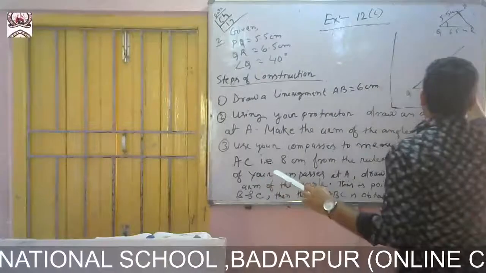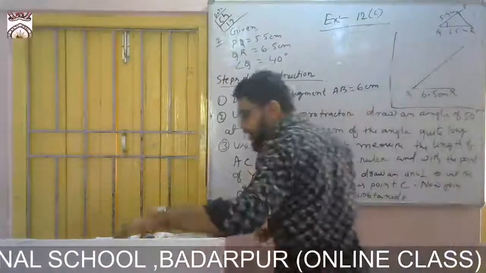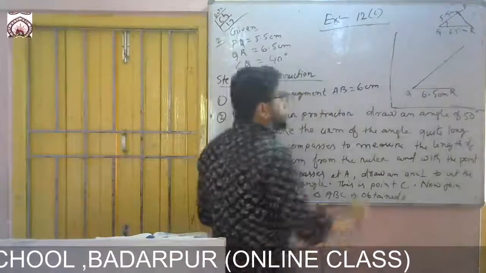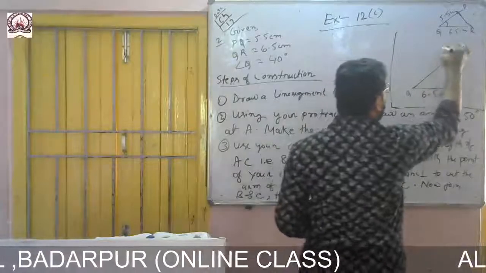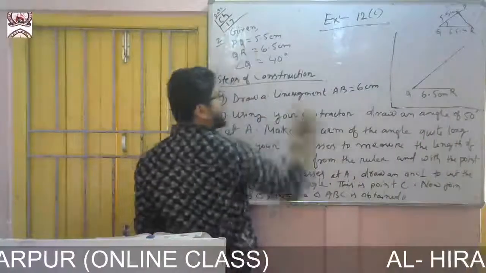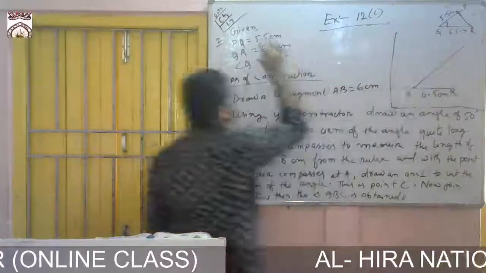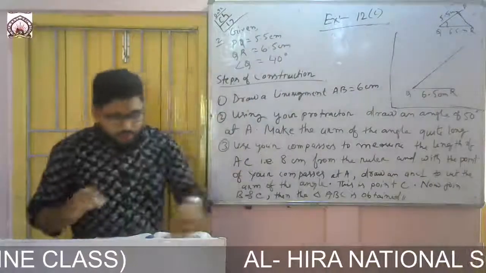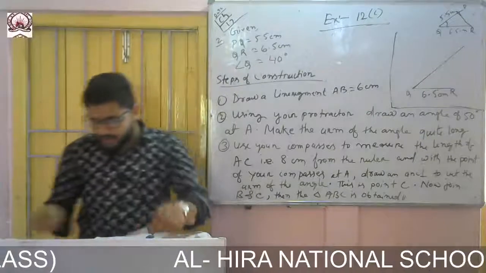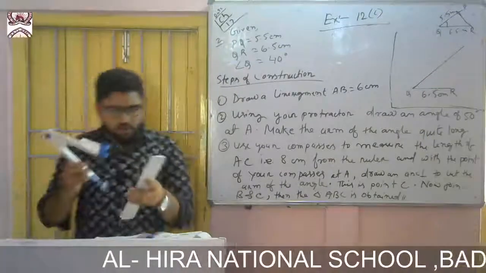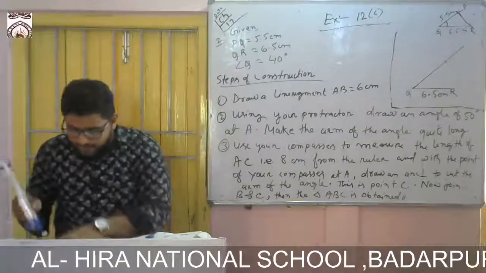One point we got. Now here P will be somewhere. PQ, how much is given? 5.5. So from your scale you take 5.5.